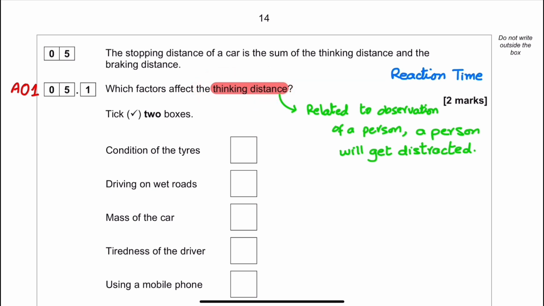Which two factors affect the thinking distance? Condition of the tyres, driving on the wet road, mass of the car, tiredness of the driver, using a mobile phone. Thinking distance is related to the observation and the concentration of the driver. As a result of tiredness or using a mobile phone, the driver will not be able to concentrate during driving. Therefore, the correct options are tiredness of the driver and using a mobile phone.